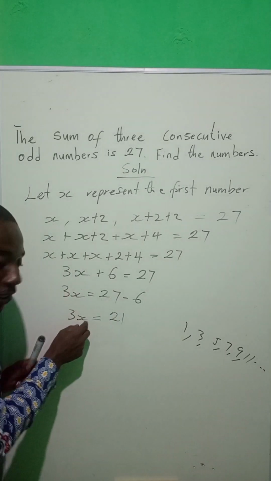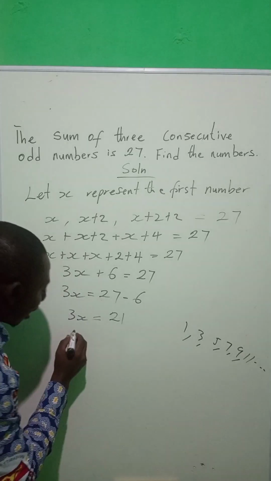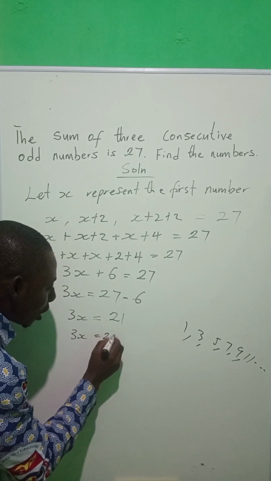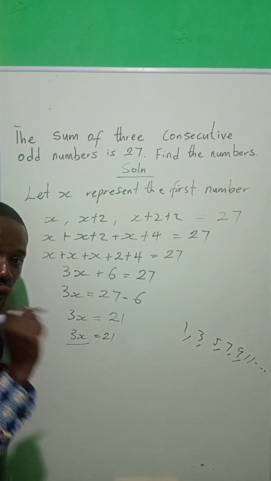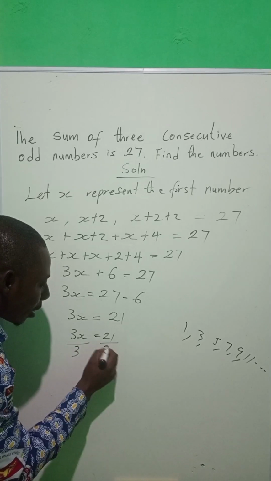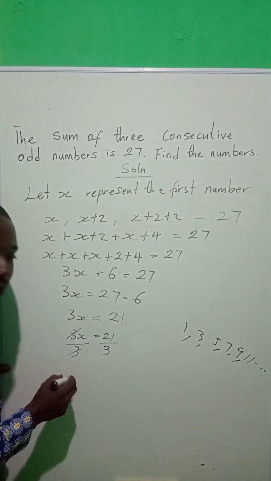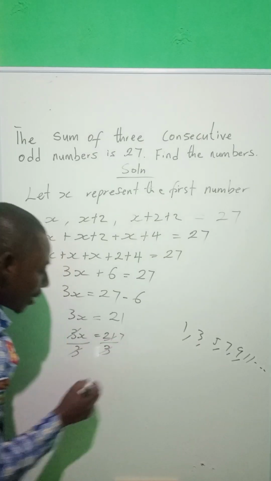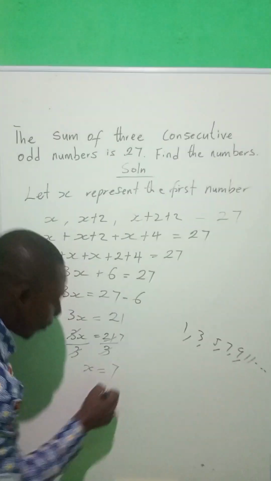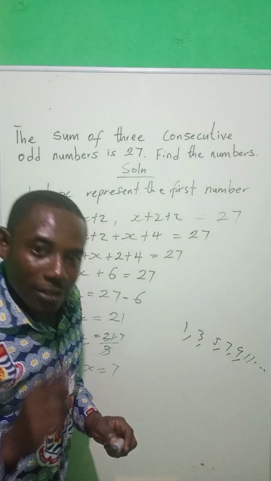We are trying to find the first number. So we have 3x equals 21. You divide both sides by the coefficient of x, so here by 3, here by 3. 3 cancels 3, and 3 goes into 21 7 times. This tells us that our first number is 7.